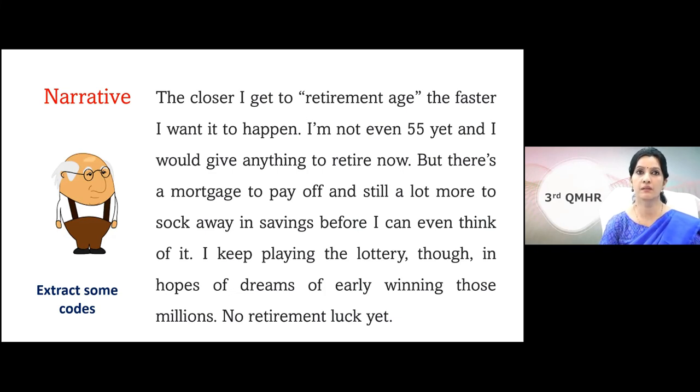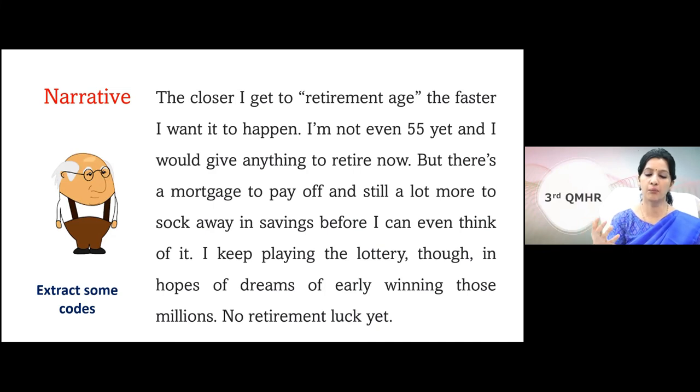Hope is, again, emotional coding. Playing lottery, process coding. Early winning. What is early winning? Hopes or dream. Early winning is magnitude coding. Early, late, more, less. So early winning is magnitude coding. No retirement luck yet. No is again magnitude coding.